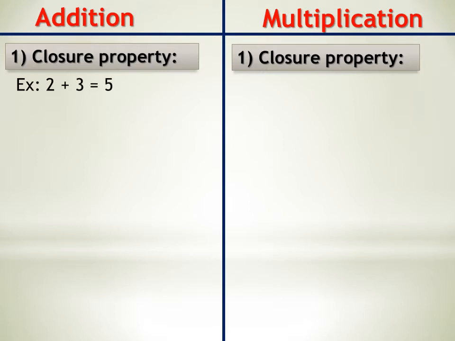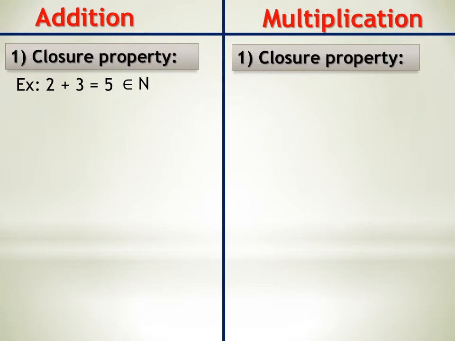Here in closure property, for example, we have 2 plus 3, the answer is 5. Closure property means natural plus natural equals natural, or natural times natural equals natural. Let's see is it right or not. Here we have 2 is a natural number, 3 another natural number. Their answer is 5. 2 plus 3 equals 5. What about the 5? Does it belong to the natural numbers? Yes, so the answer belongs to the natural numbers. So we can say the closure property is right in addition.